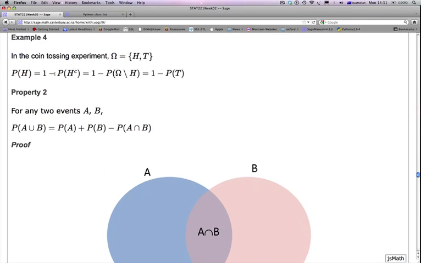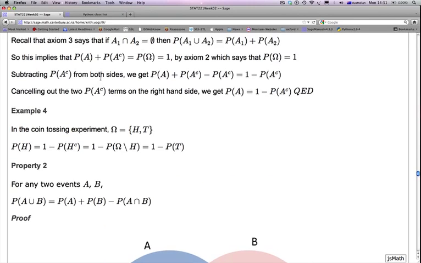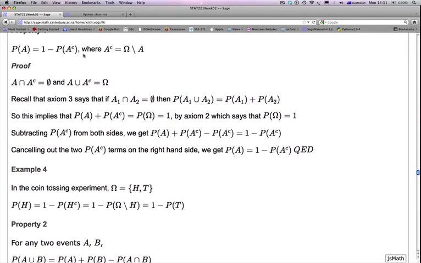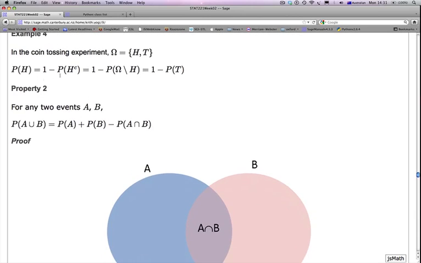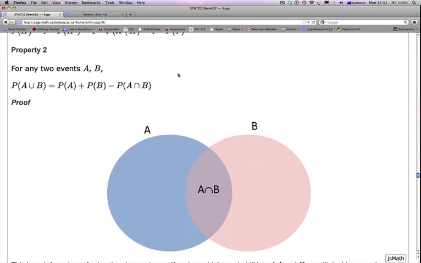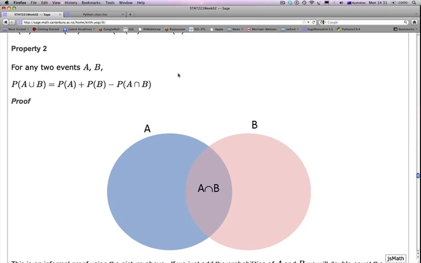Example 4. In the coin tossing experiment with sample space of heads and tails, the probability of H is 1 minus the probability of H complement. This is again demonstrating that that property holds for our coin tossing experiment. So the probability of H is just 1 minus the probability of H complement, which is tail. Property 2 says for any two events A and B, the probability of A union B is simply the probability of A plus the probability of B minus the probability of A intersection B.